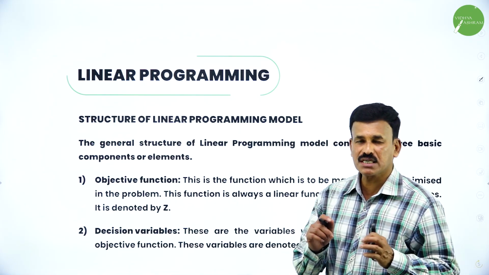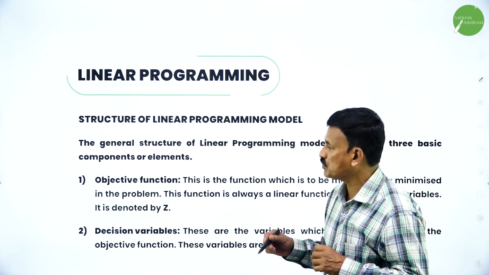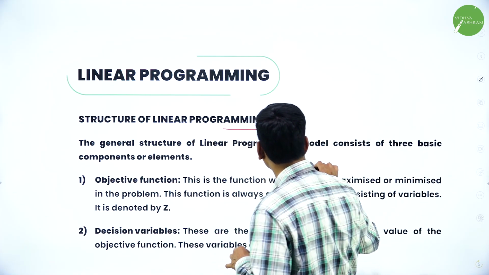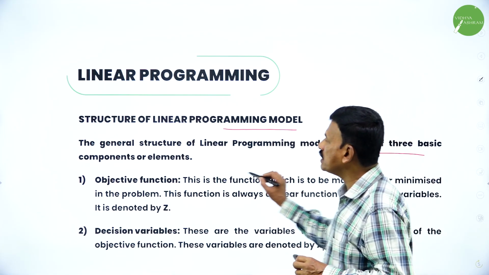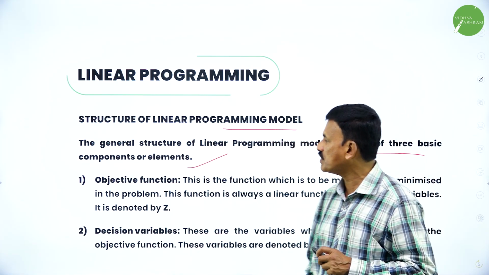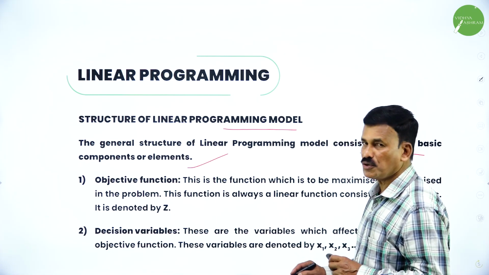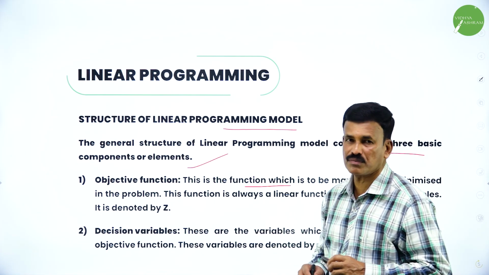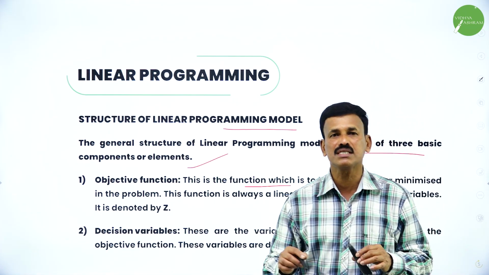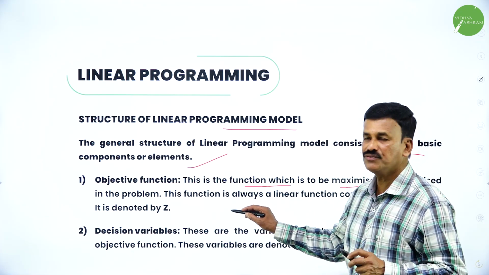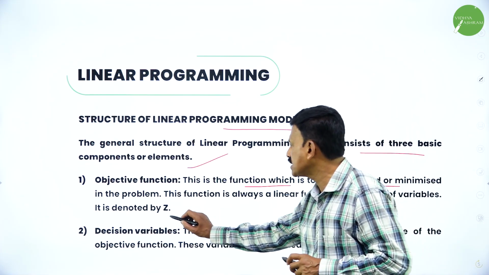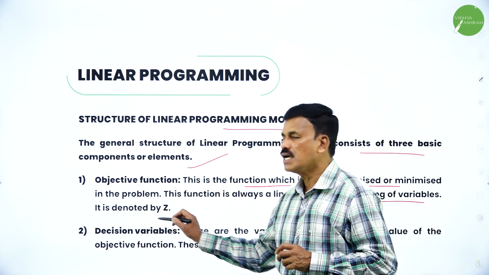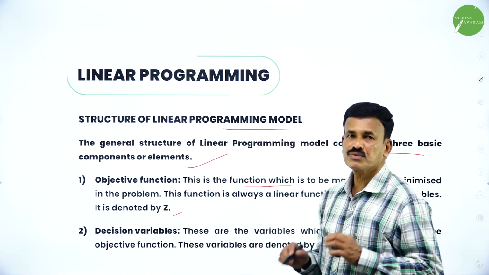Now let us discuss some important definitions in linear programming, that is the structure of a linear programming model. The general structure of a linear programming model consists of 3 basic components or elements. First one is the objective function. This is the function which is to be maximized or minimized in the problem. This function is always a linear function consisting of the variables, and it is denoted by capital Z.